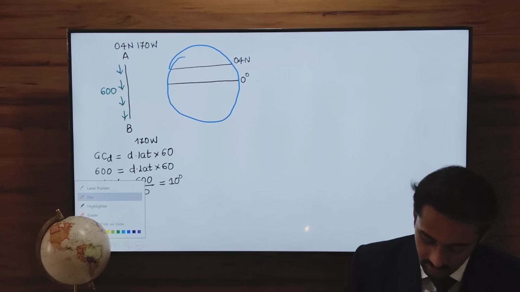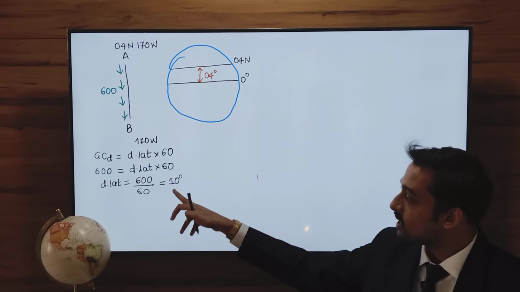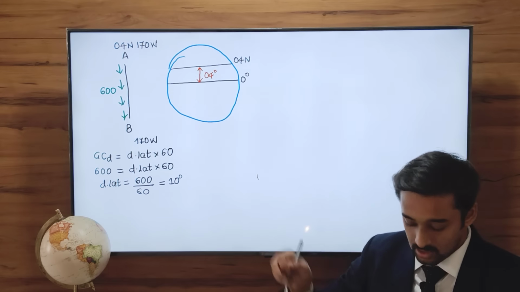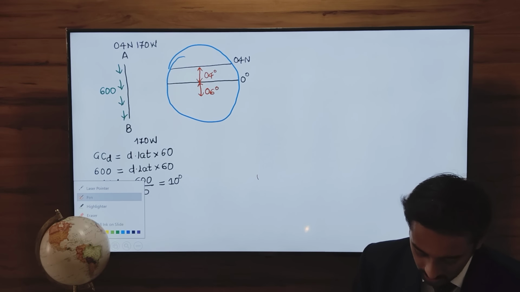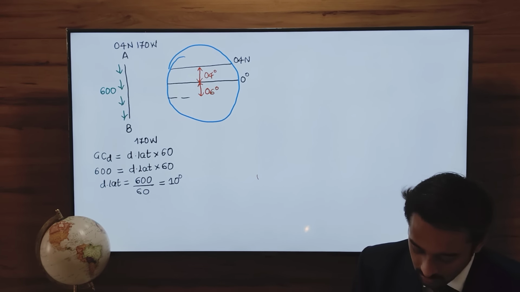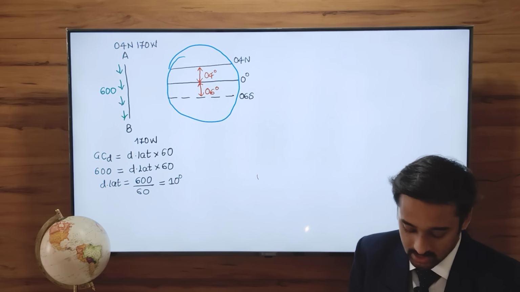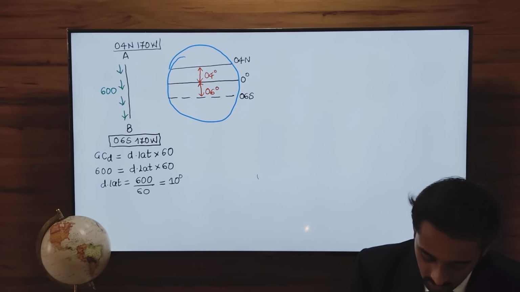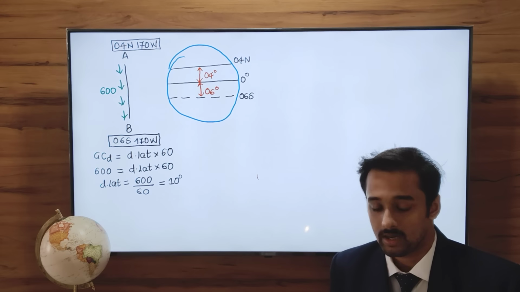Now looking at this figure, I have a difference of 4 here. What is the total difference? 10°. Out of those 10°, 4° is between 4° north and the equator. So the remaining 6° will enter the southern hemisphere and therefore our new latitude will become 6° south. So the latitude of B is 06 south. Okay, so this is how we have found the first part of the route.